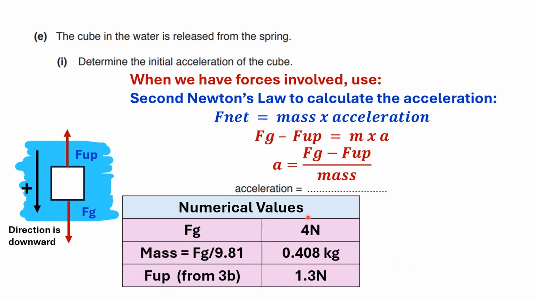The numerical values that I'm using for the substitutions: the weight is 4 newtons, which was given. The mass is 4 newtons divided by 9.81, which is 0.408 kilograms. And the upthrust force from the answer to question 3B is 1.3 newtons. So with direct substitutions, the answer is 6.6 meters per second squared.